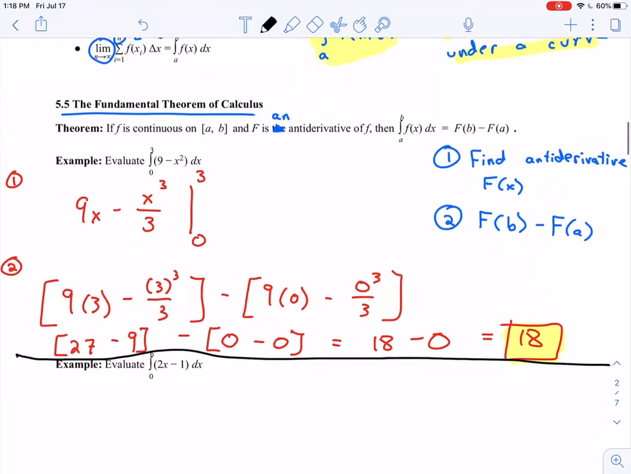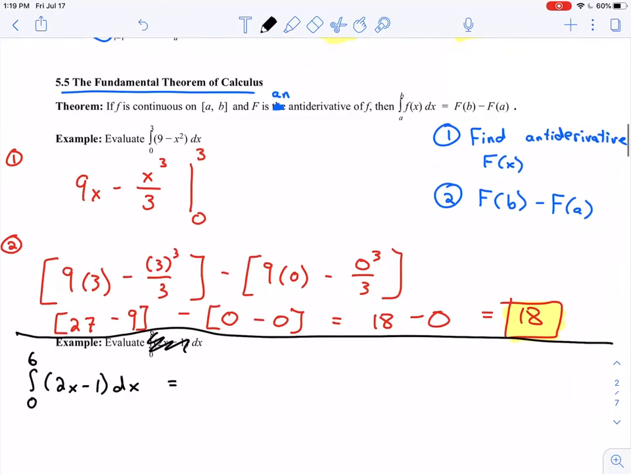So next I have, and actually let me just rewrite this because this is kind of messy already. We want the definite integral from 0 to 6 of 2x minus 1 dx. So okay, my first step, I need to find the antiderivative of this function. So here, this is just a power rule. I should have x squared, minus the antiderivative of 1, that's going to be x. And then I'm going to evaluate this at 6 and at 0.